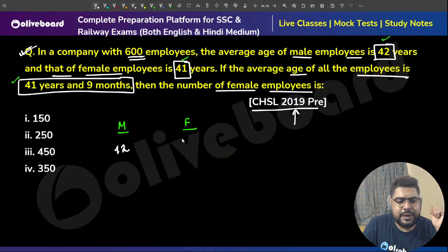What is the average of females, sir? 41. What is the combined average? 41 years, 9 months, sir. Sir, I'm not converting anything.